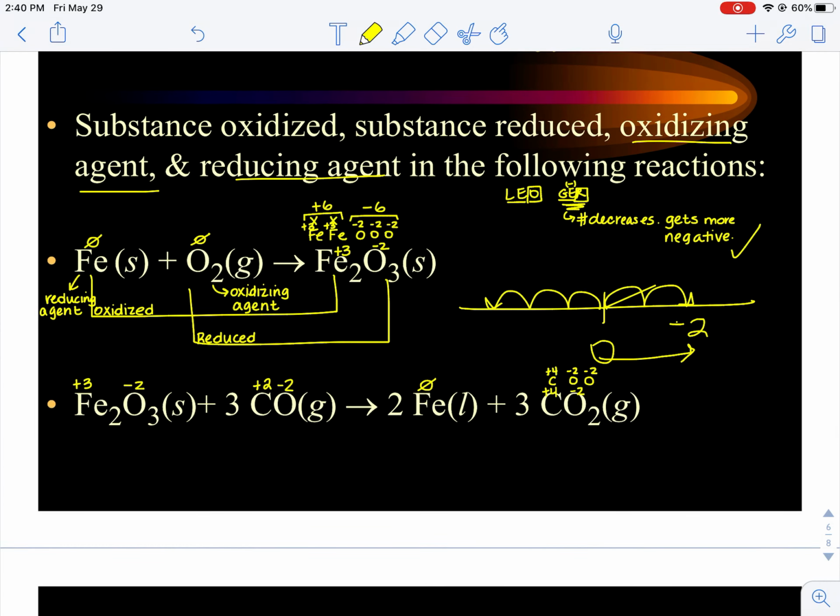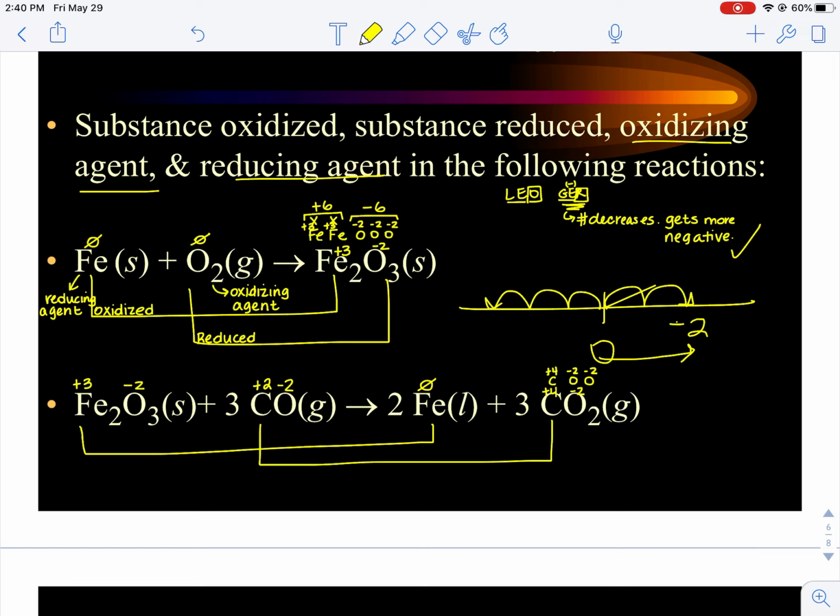Now we look to see whose oxidation number's changing. Iron starts at positive 3, ends up 0. That's changing. Link it up. Oxygen starts at negative 2 in both of the reactants, and it ends up negative 2. Oxygen's number is not changing. Carbon on the reactant side has a plus 2. On the product side, it's plus 4. That number has changed. Link it up. And again, oxygen, we said its number hasn't changed. So good. We've got two links because that's all you can have.